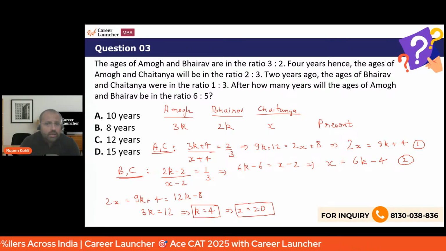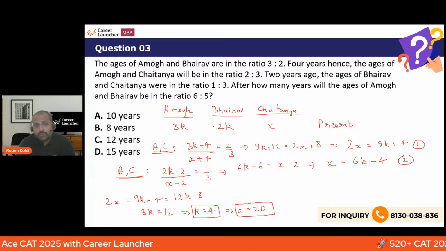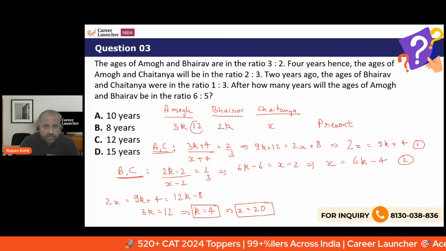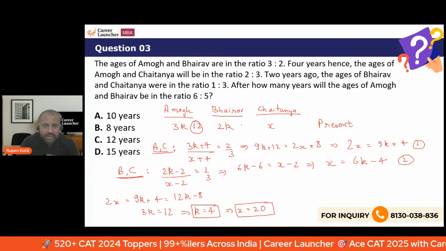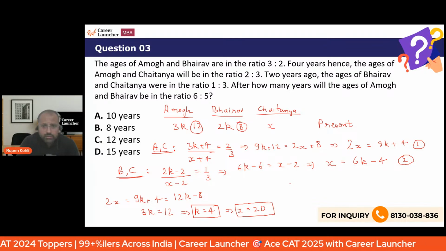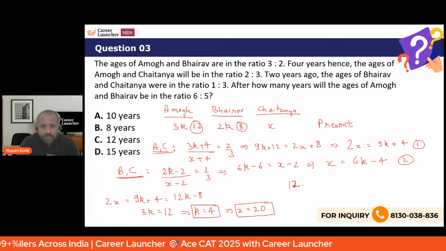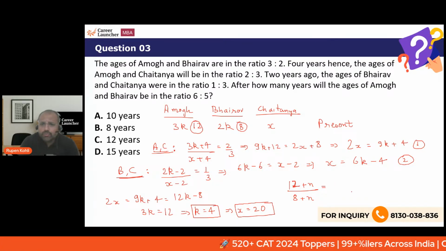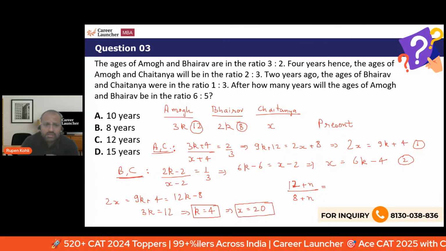Perfect. So therefore, now the question is, after how many years will the ages of Amog and Bhairav be in the ratio of 6 is to 5? Amog is right now 12 years. Bhairav is right now 8 years. So 12 plus some number of years, let's say n, and 8 plus some number of years, let's say n, this ratio should be 6 by 5. Now it's better to go to the options instead. We can also solve the equation equal to 6 by 5, or just start putting from the options.